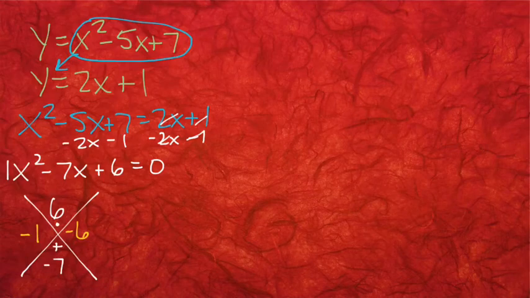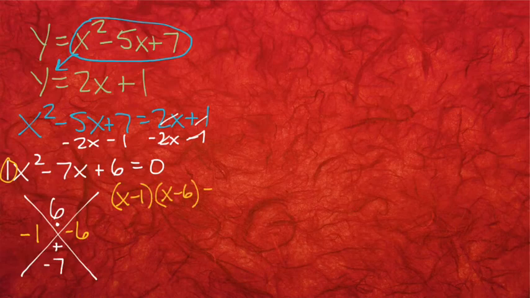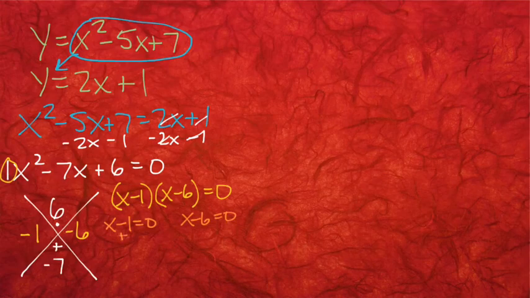Okay, so guess what? The a is 1, so I could take the shortcut here and write x minus 1, x minus 6. I'm still trying to figure out what x is, so I'm going to set each one equal to 0. So I have x minus 1 equals 0, and x minus 6 equals 0. Add 1 to both sides, x equals 1. Add 6 to both sides, x equals 6. Okay, so I have two answers for x.